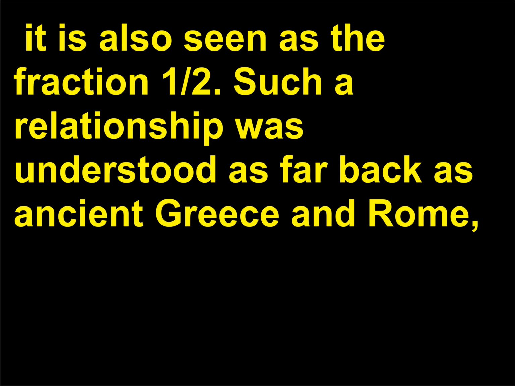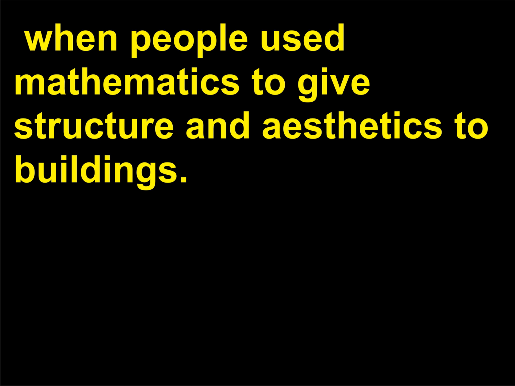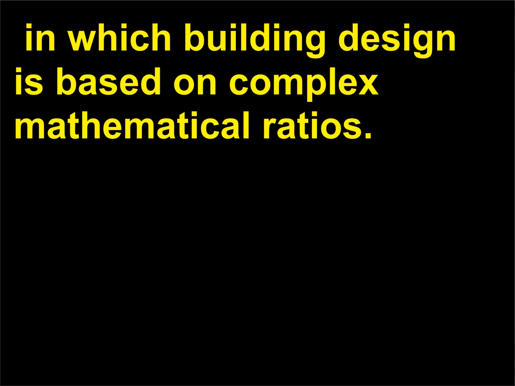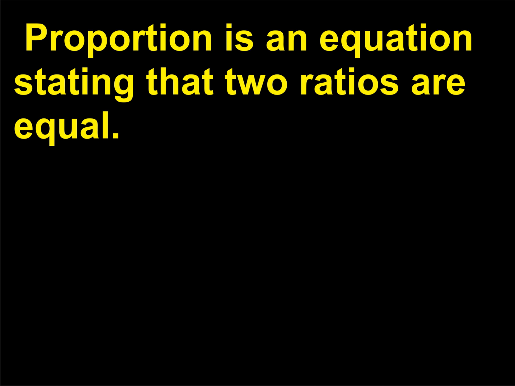Such a relationship was understood as far back as ancient Greece and Rome, when people used mathematics to give structure and aesthetics to buildings. This is especially important in architecture, in which building design is based on complex mathematical ratios. Proportion is an equation stating that two ratios are equal.